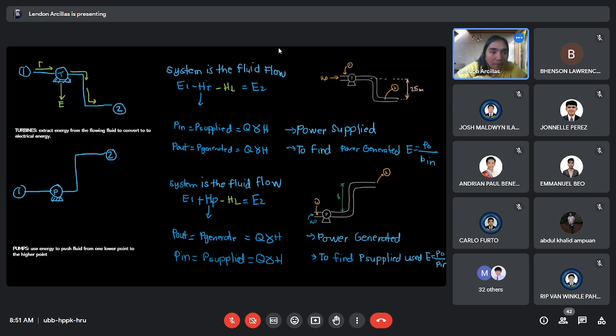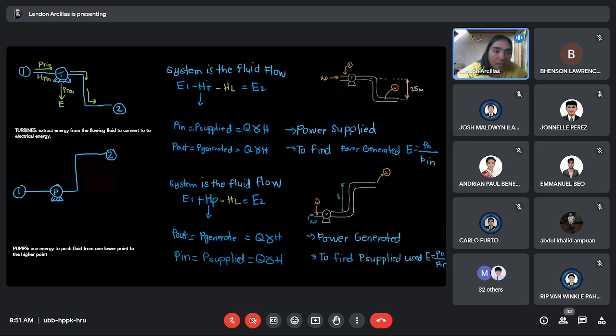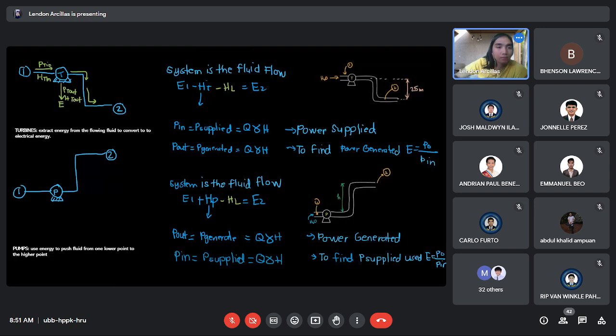So meaning from P in or energy in sa turbine, okay, PT in since this is turbine, i-convert niya to electricity outside the system. So ito yung P out or PT out. And this is the HT out or the energy out. O ulitin ko. So the power and the energy of the moving fluid is i-convert ng turbine to electricity. Yun yung purpose niya. Okay? So meaning from the system, ang system pala is yung fluid flow or the pipes. From the system, i-out na yung energy. Okay? So, sa system, out yung PT and HT out.